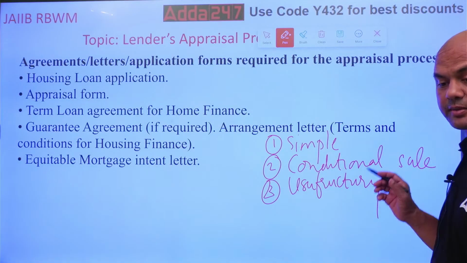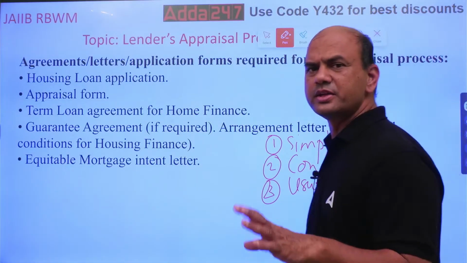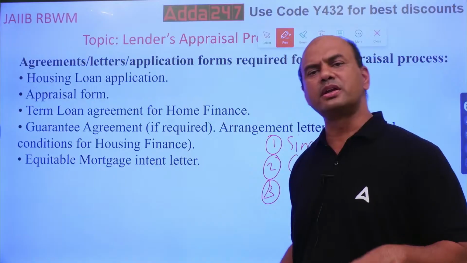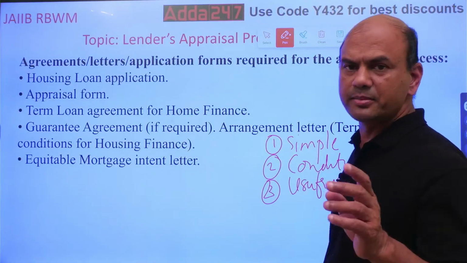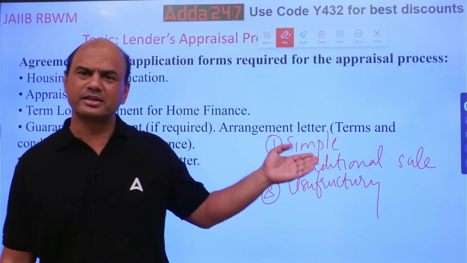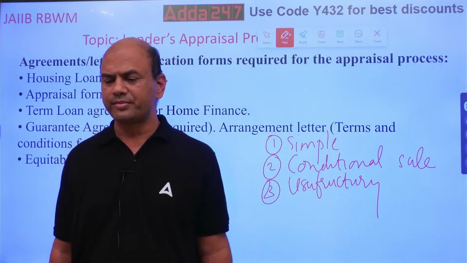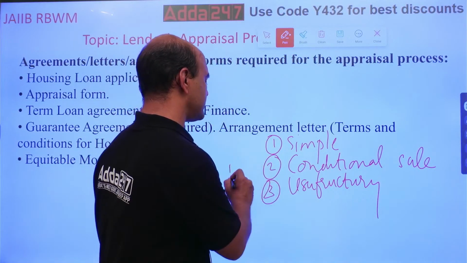Usufructuary. These are the three types of mortgages. All others, you call it English mortgage, you call it equitable mortgage, you call it any mortgage, are under these three only. These three are the basics. Some other day I will take it because it is a deep topic. Kindly understand, equitable mortgage is a part of this conditional sale.